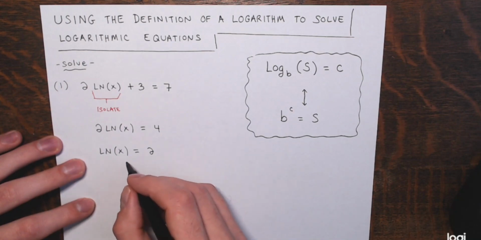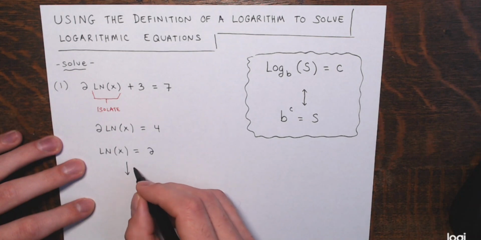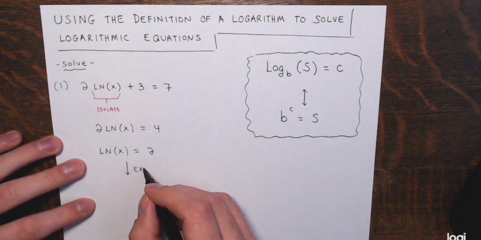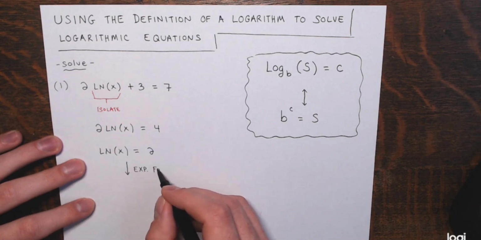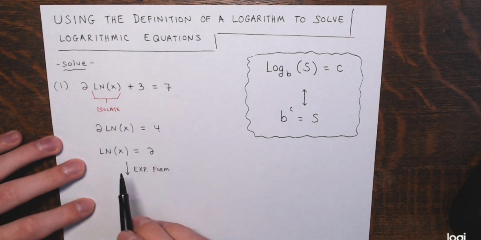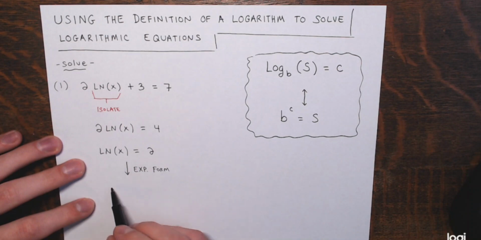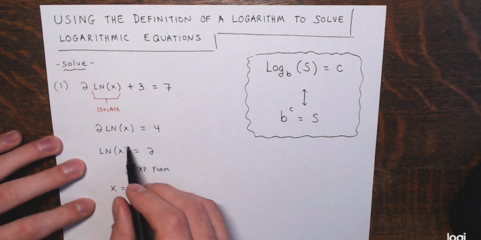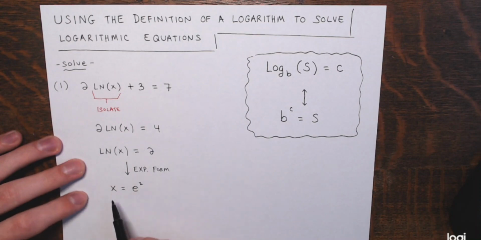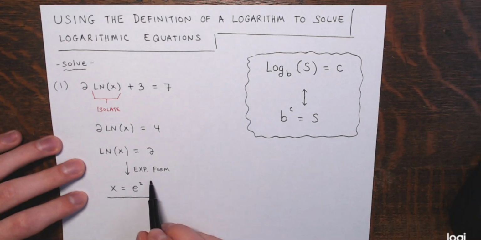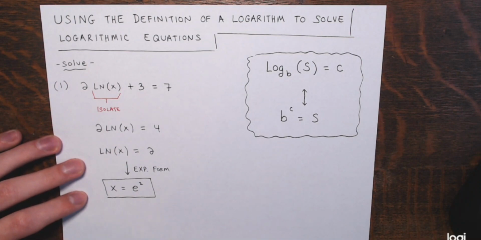And then we change to exponential form. Now I'm just going to put exp form. The equivalent exponential form would be x equals e to the second power, or e to the second power equals x. Same thing, but I just wanted the variable on the left side. And then you solve this equation here, which it already is solved for. There's our solution: x equals e squared.